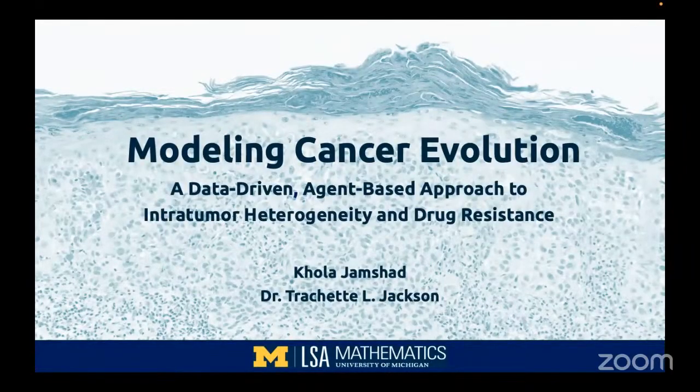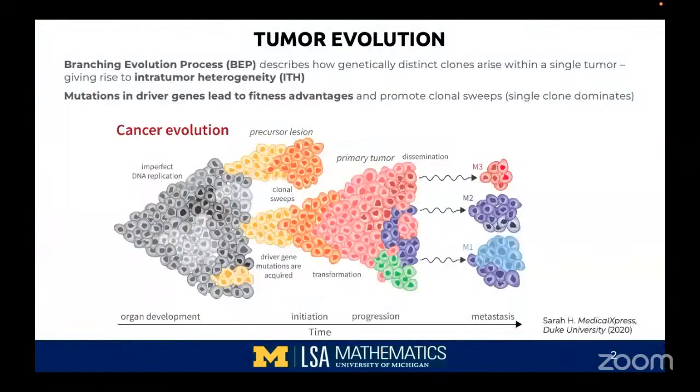Hi, so I'm Khola, and I've been working with Dr. Jackson at the University of Michigan on modeling cancer evolution, which shouldn't be too surprising since we're at a math oncology conference. In specific, we're using a data-driven agent-based approach to intratumor heterogeneity. The way that we look at intratumor heterogeneity is by essentially studying the branching evolution process, which describes how genetically distinct subclones arise in a single population.